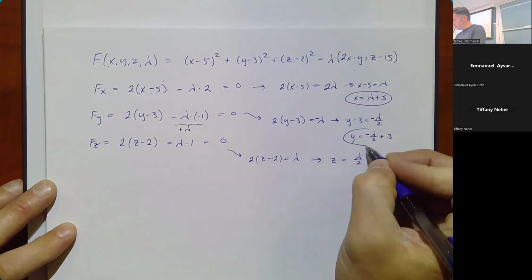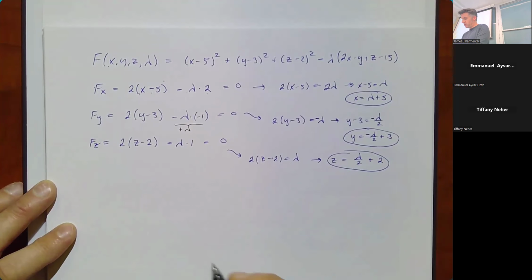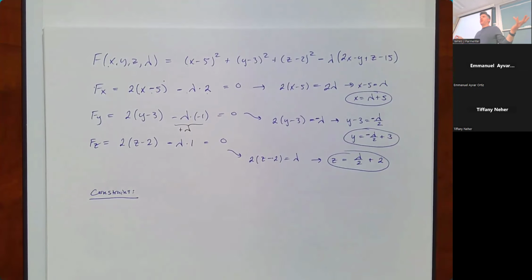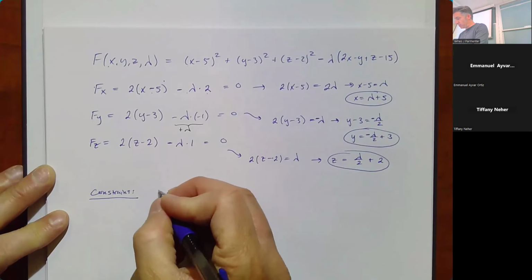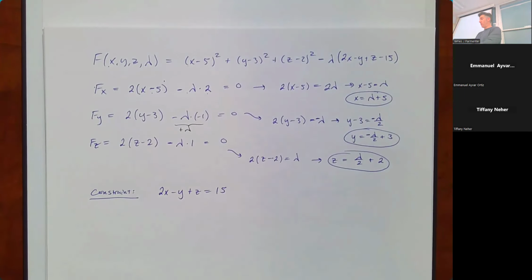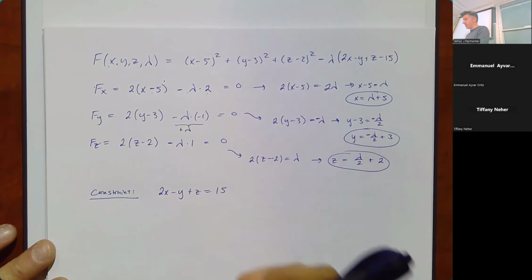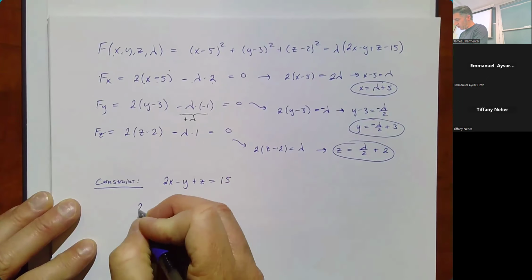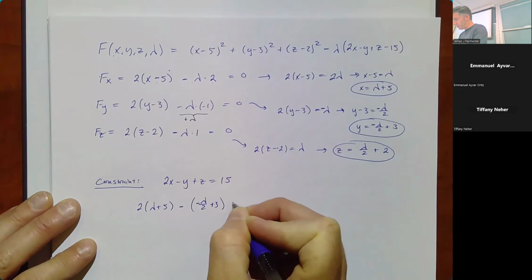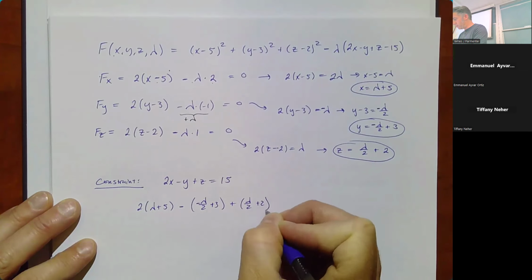So these are the three things I'm then going to plug back into my constraint. Reminder, the constraint is generally the thing that's limiting us. We're trying to find the point on the plane that's closest to this other point in space. So the point has to be on the plane, meaning that the equation of the plane, which is 2x minus y plus z equal to 15, that's our constraint. And we're going to take what x, y, and z are equal to and plug that into that equation. So we're going to get 2 times lambda plus 5 minus negative lambda over 2 plus 3 plus lambda over 2 plus 2 equal to 15.